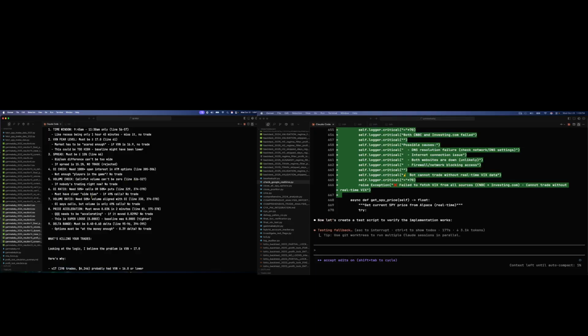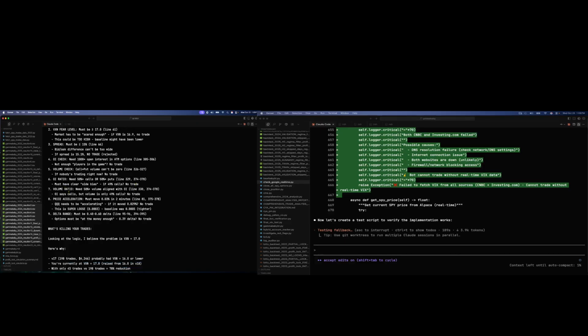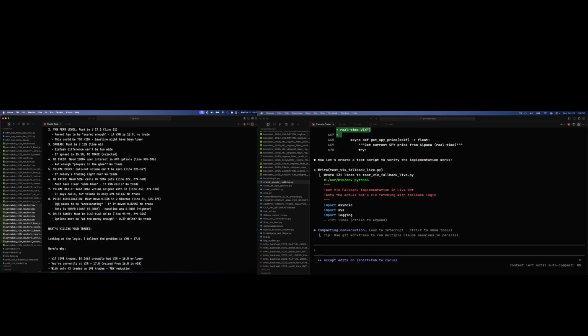The open interest, calls or puts, needs to be 50%. Must be a clear side. Bias is 49%, no trade. The volume ratio needs to be 50% aligned with the open interest. Open interest is calls, but the volume has 49, no trade.